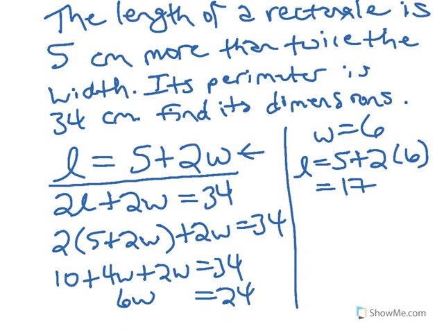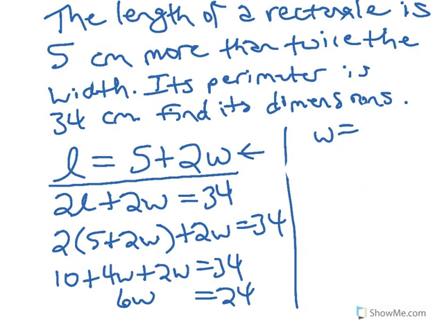Well, it took me that long to figure out that I made a mistake. I'm sure you figured it out much sooner. In any case, the width isn't 6. The width is 4. 24 divided by 6 is 4. Then take the 4 and put it back into the formula. Length equals 5 plus 2 times 4. 2 times 4 is 8. 8 plus 5 is 13.